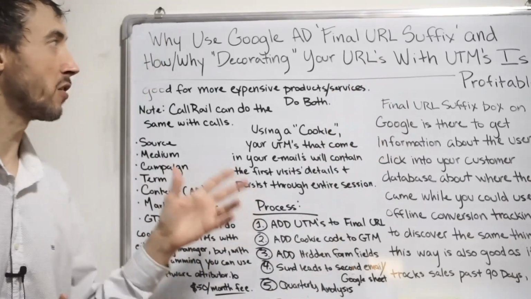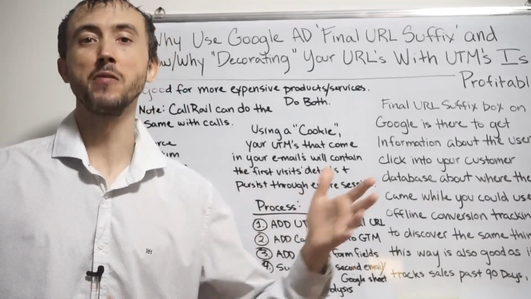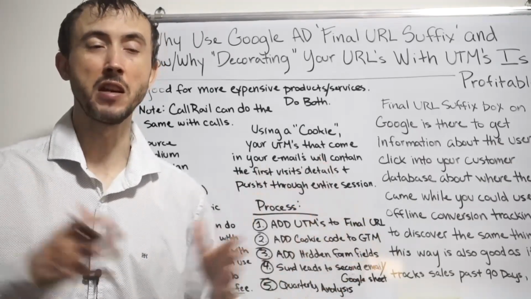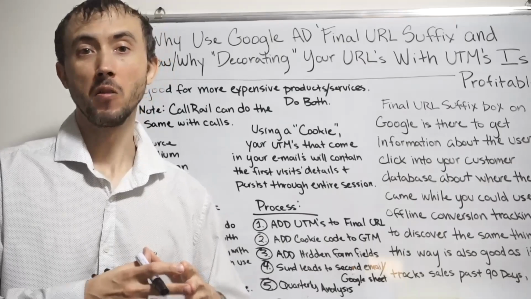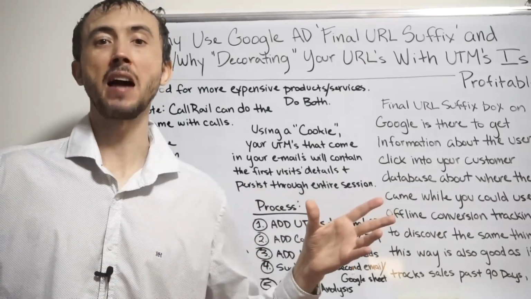Whereas if you had the final URL suffix set up, you certainly would understand what the true value of your ads is over longer periods of time. So you know what the true value is of not just the people who buy right away, but buy one month from now, a year from now, three years from now. Do they ever come back at all and buy?